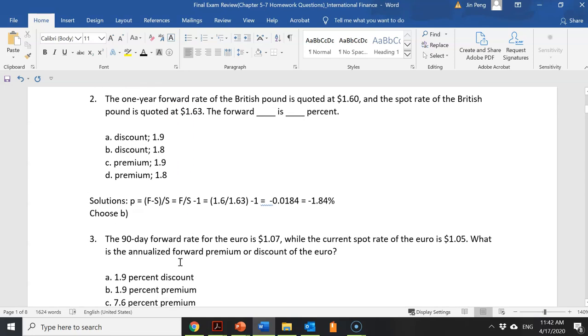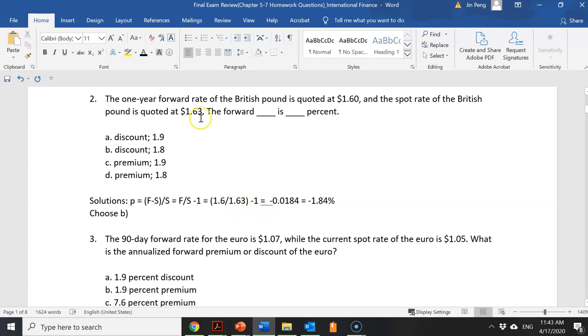Question number 2. The 1-year forward rate of the British pound is quoted at $1.6, and the spot rate of the British pound is quoted at $1.63. The forward rate premium or discount is how much percentage? Okay, so here we can calculate either forward premium or forward discount P using forward rate minus spot rate divided by spot rate, which is also forward rate divided by spot rate minus 1. So here we can just use the 1.6 forward rate divided by 1.63 minus 1.